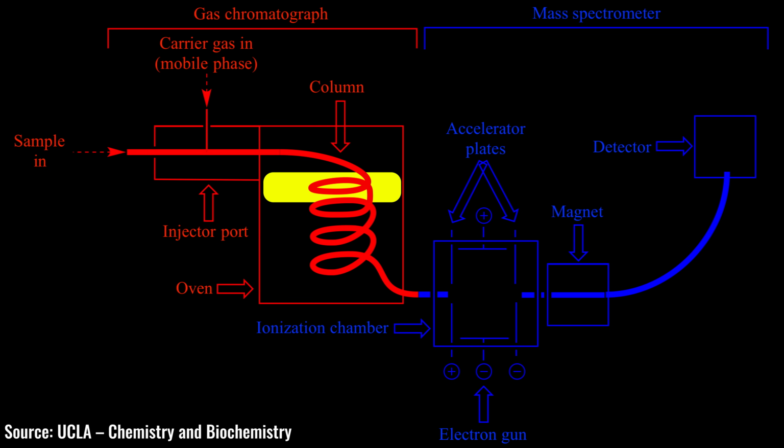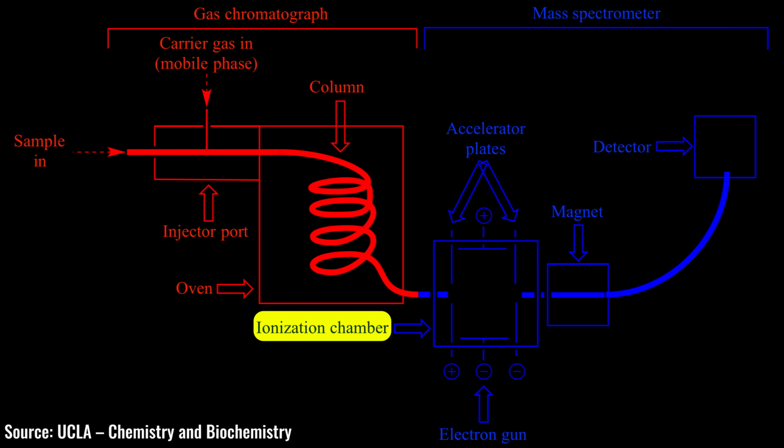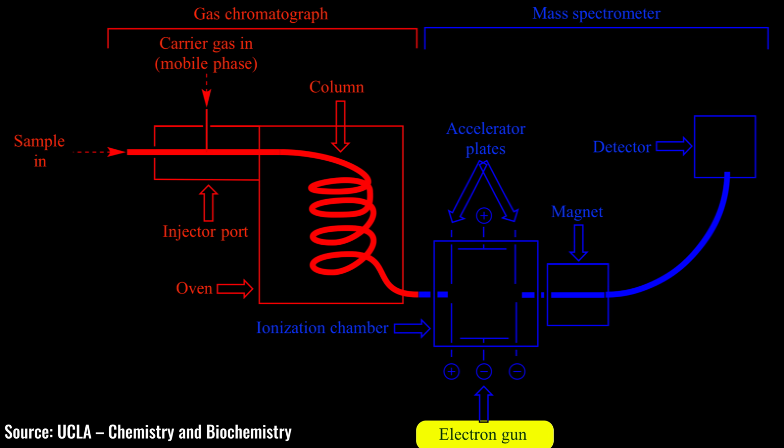Anyway, as the temperature of the column oven is gradually increased, compounds in the sample separate based on their boiling points and affinity for the stationary phase. Compounds that are less interactive with the stationary phase or have lower boiling points elute first. And then, as each compound exits the GC column, it enters the mass spectrometer, where it's ionized, which basically just means it's converted into ions, by an electron beam or other ionization methods.